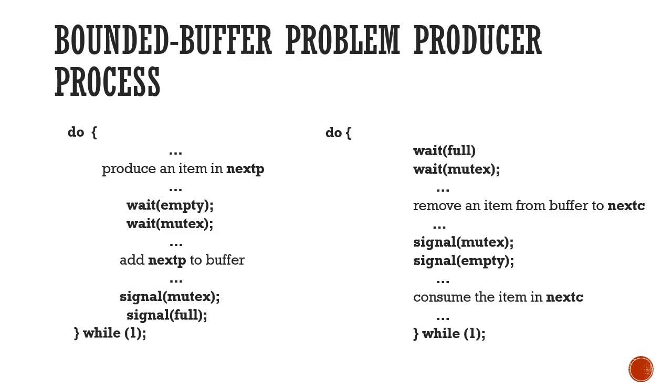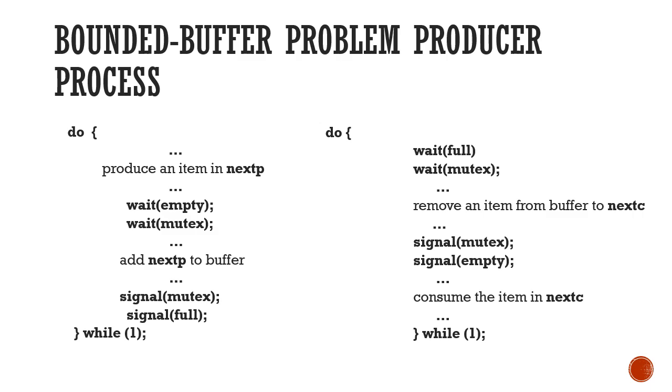Empty keeps track of available space in the buffer. Full tracks the number of items in the buffer, and mutex ensures mutual exclusion when accessing the buffer. Mutual exclusion. The mutex prevents race conditions by ensuring that only one process, producer or consumer, modifies the buffer at any given time. Deadlock prevention.